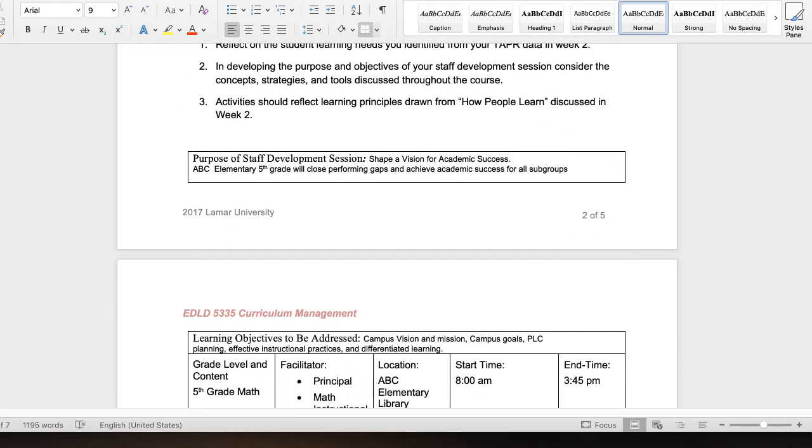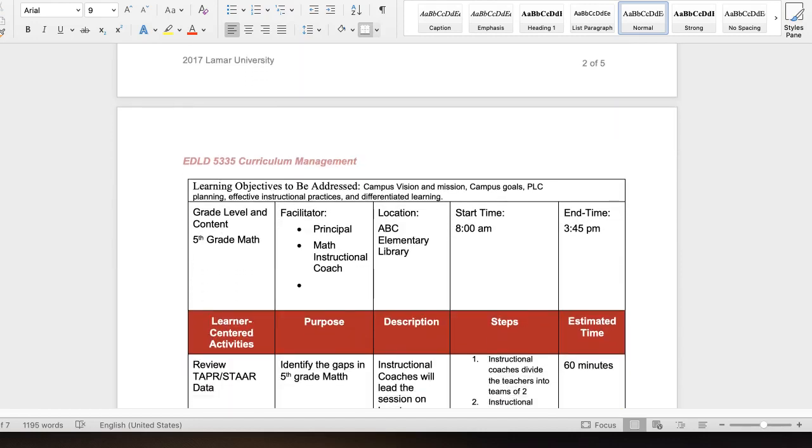All right, so you're going to have the purpose of your staff development. I've given you an example to say I'm going to shape the vision for academic success. ABC Elementary, grade 5 will close performance gaps and achieve academic success for all subgroups. And then my learning objectives, I'm going to have a campus vision and mission, campus goals, PLC planning, effective instructional practices, and differentiated learning. So again, I'm looking at 5th grade math. The facilitators are going to be the principal and the instructional coach. It's going to be in the elementary library. It's going to be 8 to 3:45.